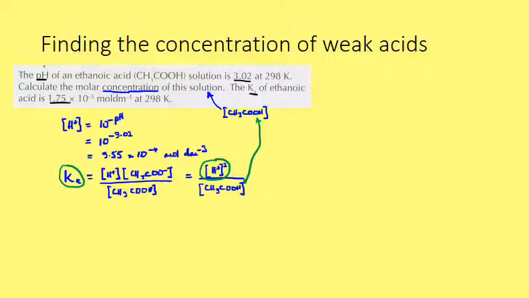So if we multiply both sides by the acid concentration and then divide both sides by Ka, we're going to end up with CH3COOH concentration on its own, and we're going to have H plus squared divided by Ka.